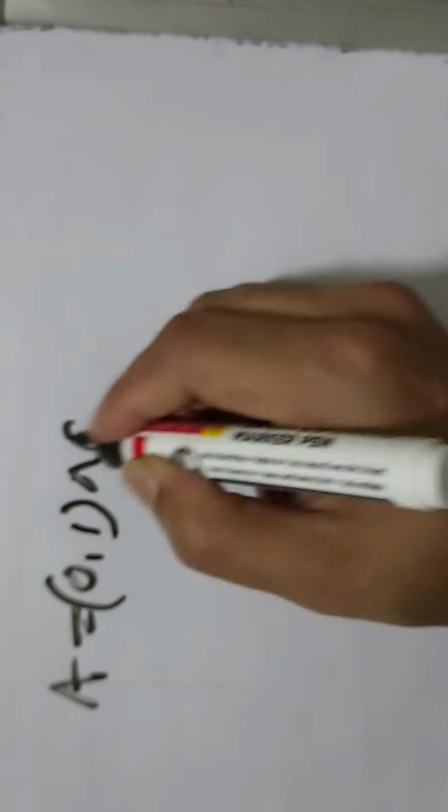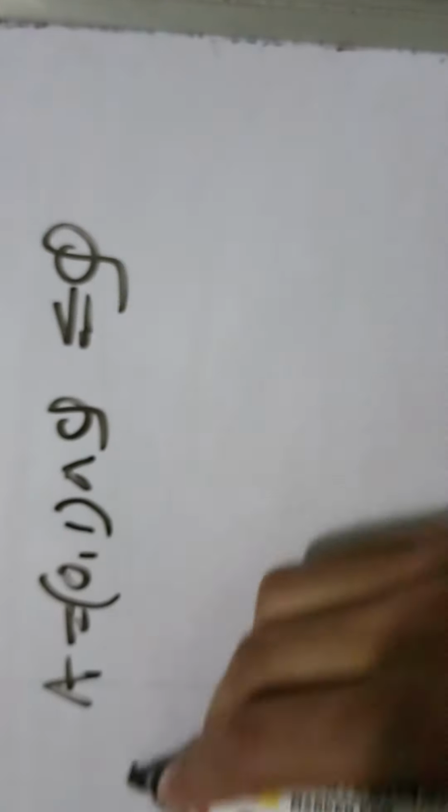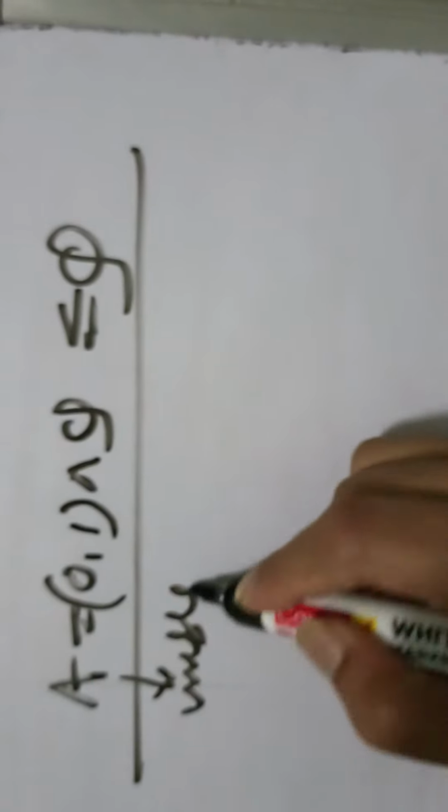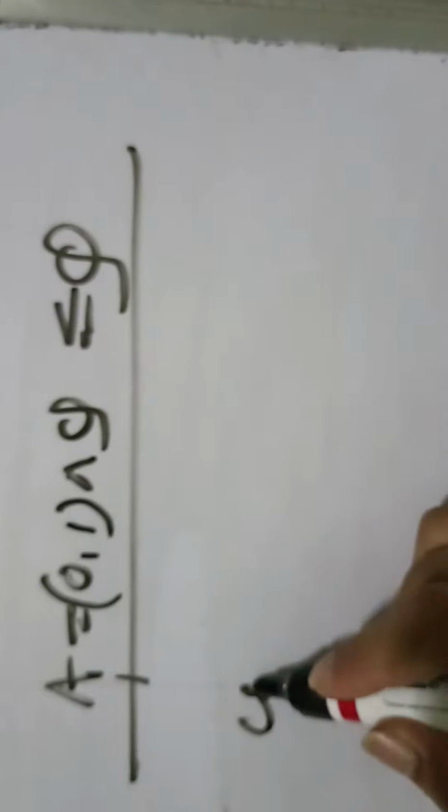Also, a subset of a countable set is countable. You can say the set A equal to the open interval (0,1) intersection Q is nothing but a subset of Q in the interval 0 to 1. So it is a subset of a countable set, so it is also countable.